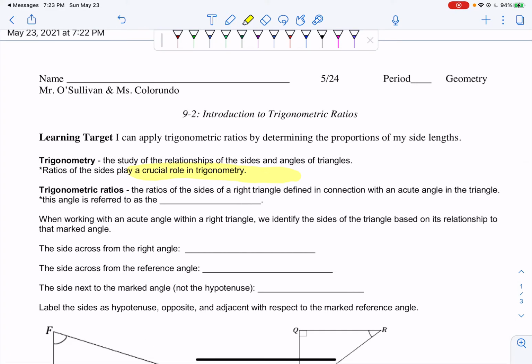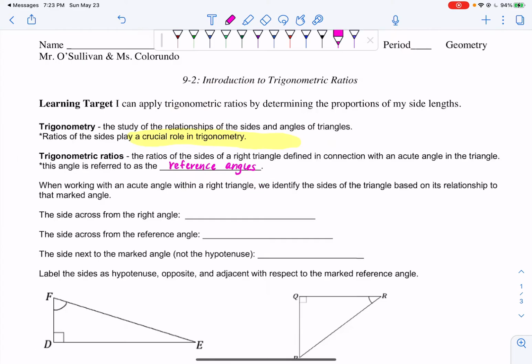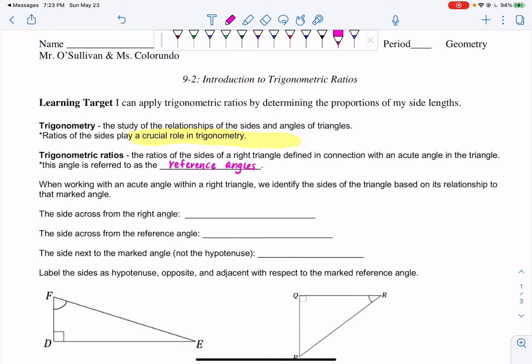Trigonometric ratios are the ratios of the sides of a right triangle defined in connection with an acute angle in the triangle. This angle is always going to be referred to as the reference angle. So we're going to be looking at reference angles today. When working with the acute angle within a triangle, we identify the sides of the triangle based on its relationship to that marked angle, or our reference angle. And they've always followed the same pattern.